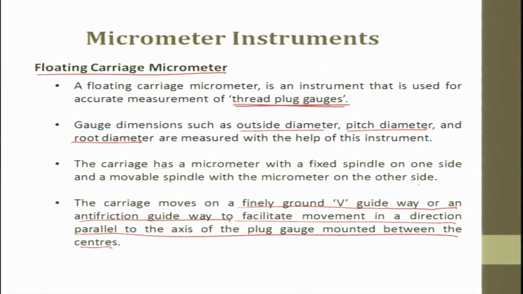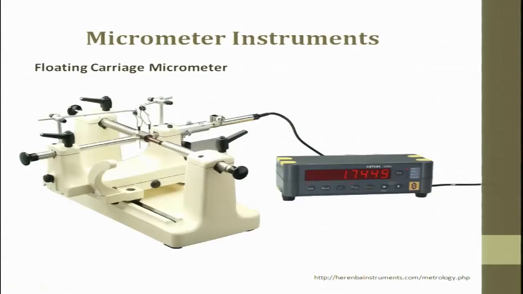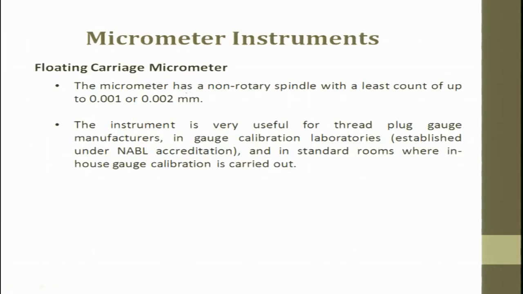The object is held between centers, and then you measure the root diameter and the thread profile using this micrometer. The micrometer has a non-stationary spindle with a least count of 0.002, that means microns. The instrument is very useful for thread plug gauge measurement in gauge calibration laboratories, which are there in NABL accreditations.